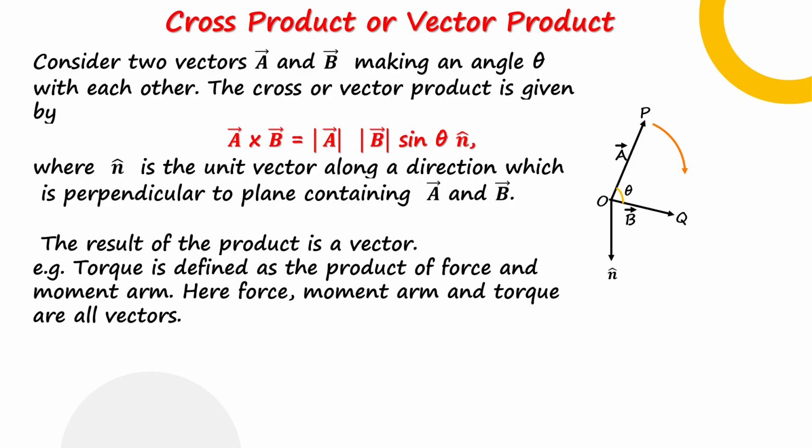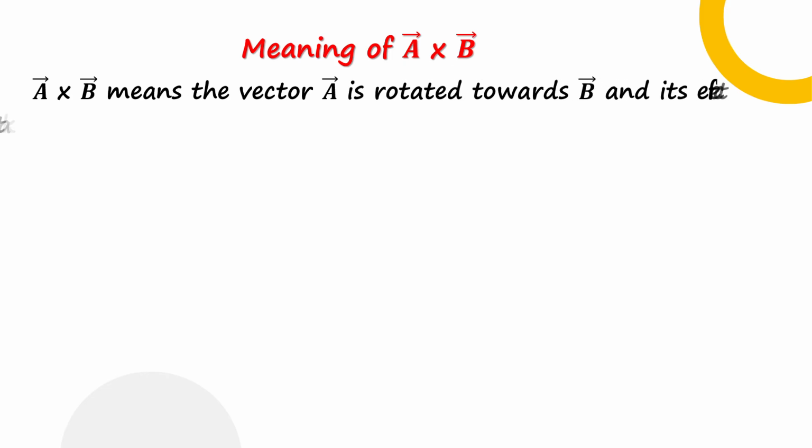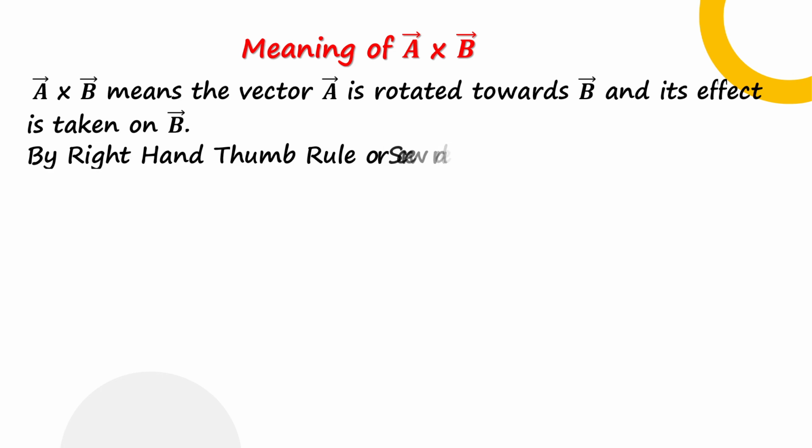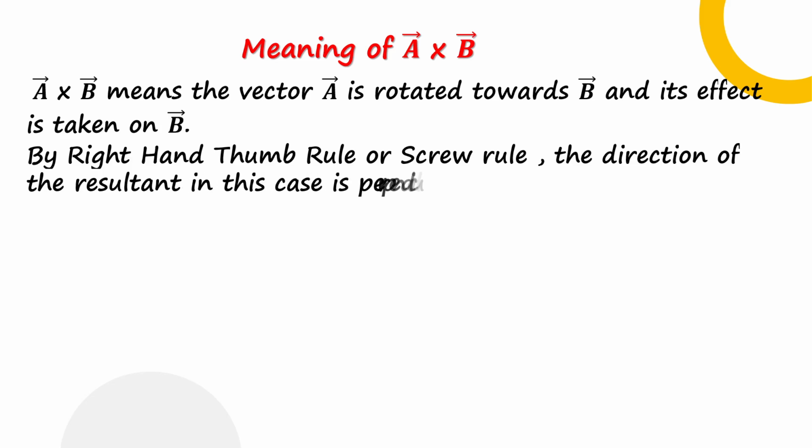For example, torque is defined as the product of force and moment arm R. Here we know force is a vector quantity, moment arm and torque are also vectors. So what is the meaning of A cross B? Vector A cross vector B means the vector A is rotated towards vector B and its effect is taken on vector B. Direction can be obtained by the right hand thumb rule or screw rule.